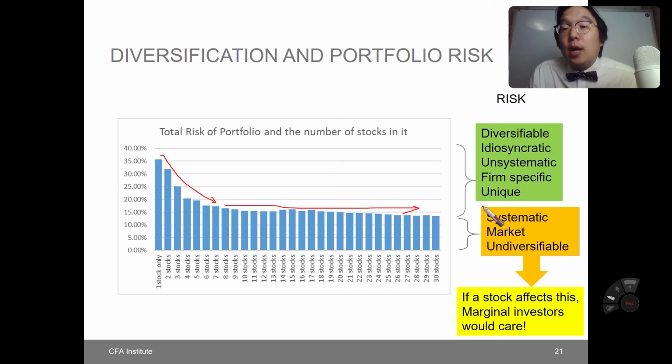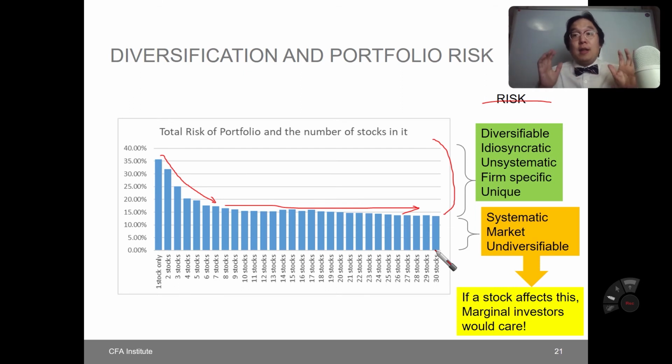And so the risk over here, diversifiable or idiosyncratic or unsystematic or firm-specific risk, is going to be diversified away as you form a well-diversified portfolio of many, many different stocks. The risk of the portfolio that does not go away even though you have 30 different stocks or 100 different stocks is called systematic or market risk, or undiversifiable risk.